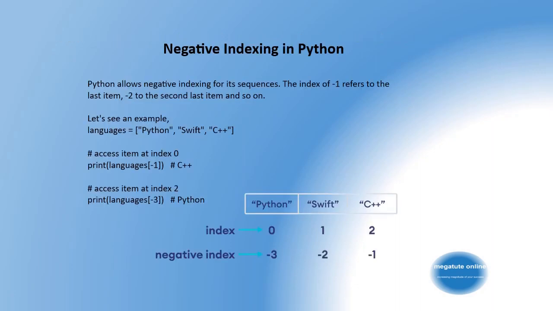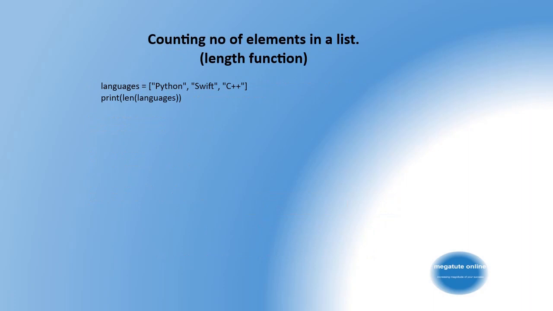You can also use a negative index. The negative index starts from the end. Like C++ here stays at -1 in negative way. Normally in a positive way it is at 2, but negative way -1. So if you say print languages -1, it's going to print C++, and so on. If you say print languages -2, it will print Swift, and -3 will print Python.